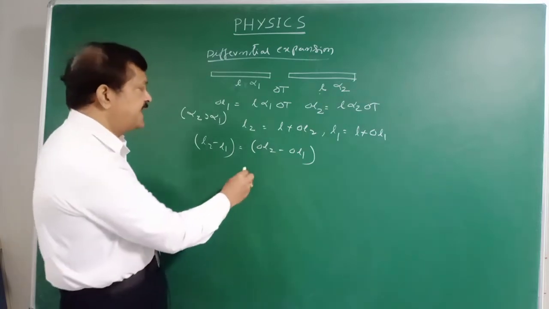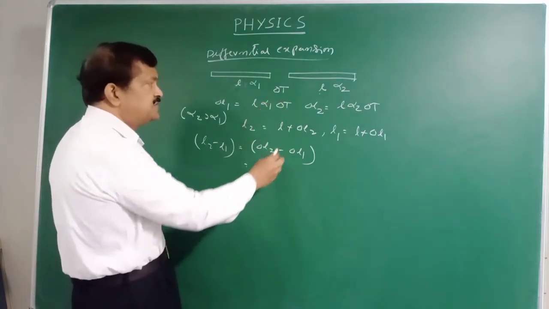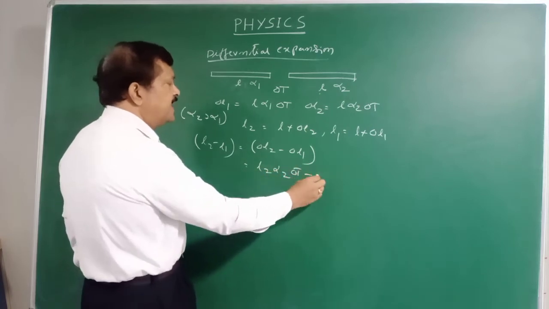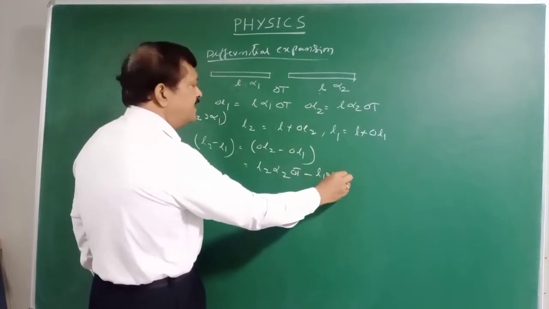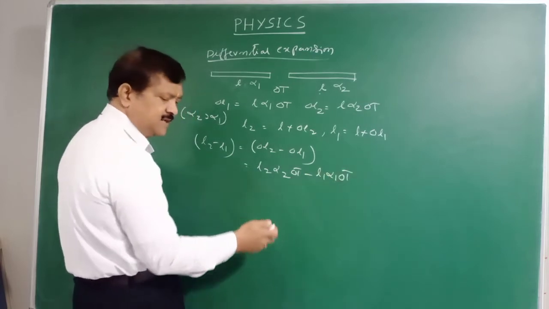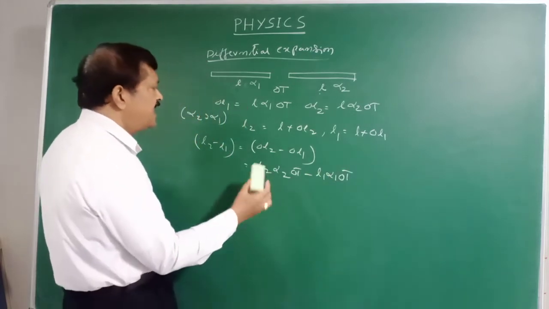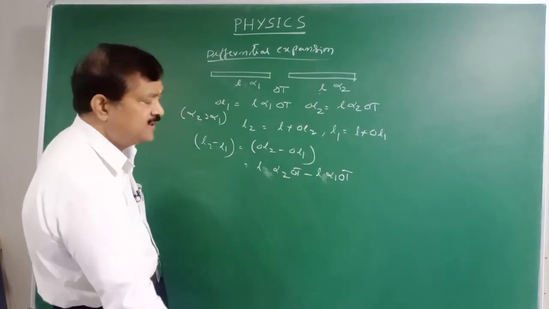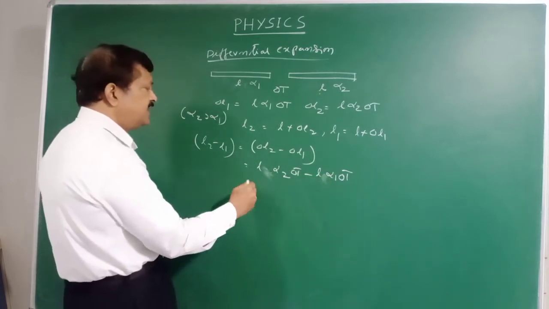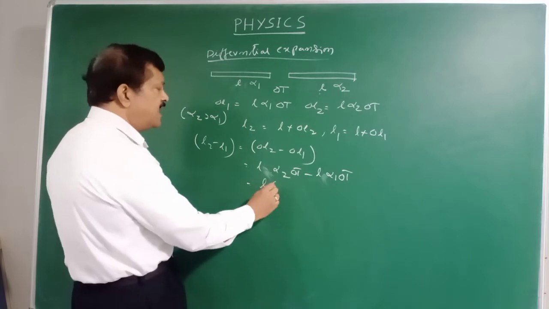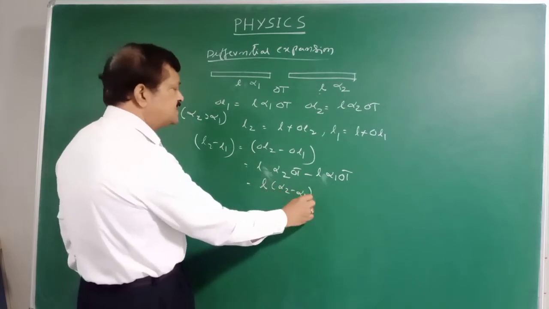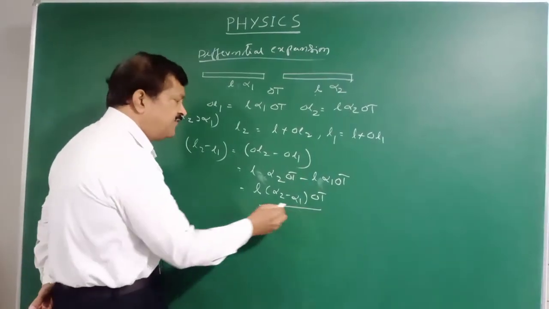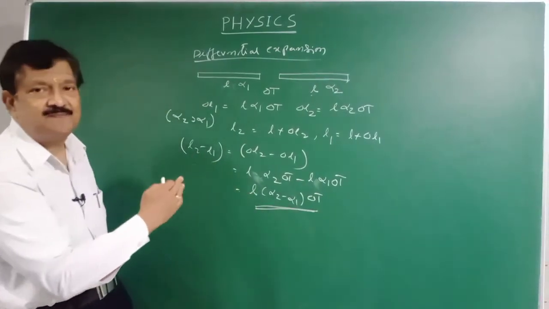Substituting these values, this is L alpha 2 delta T and this is L alpha 1 delta T, since the initial lengths are the same here. So the differential expansion is L times alpha 2 minus alpha 1 times delta T. This represents the final difference in their lengths.